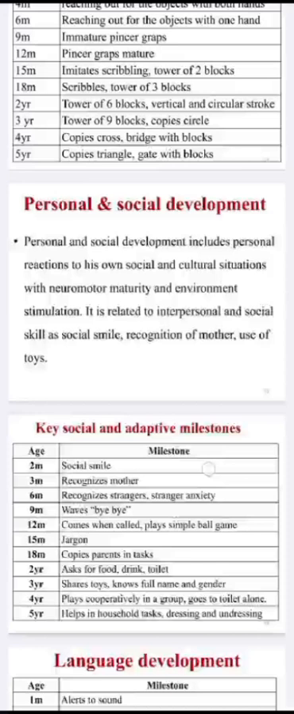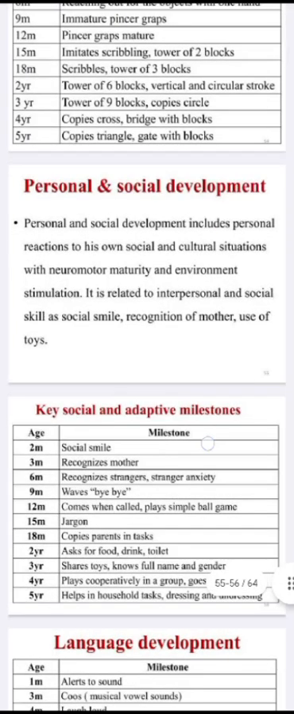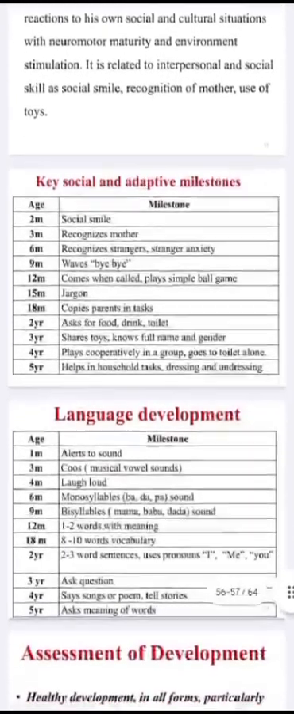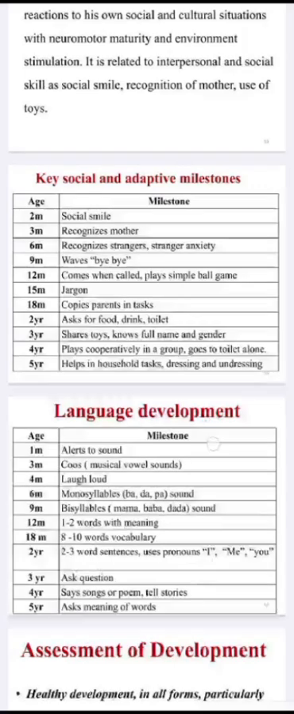Then personal and social development includes personal reaction to his own social and cultural situations, with neuromotor maturity and environmental stimulation. It is related to interpersonal and social skills, the social smile, recognition of mother, and use of toys. So these are the key social adaptive milestones.